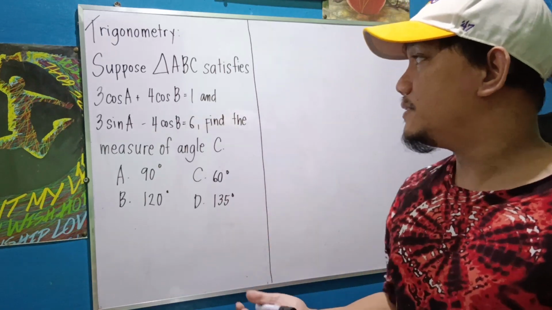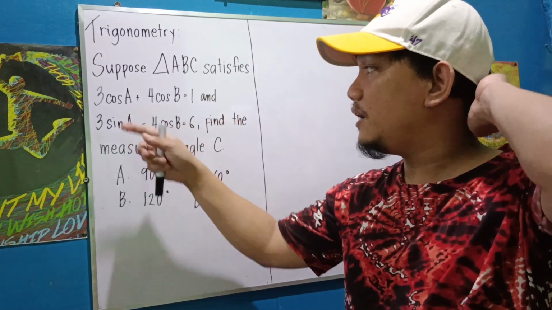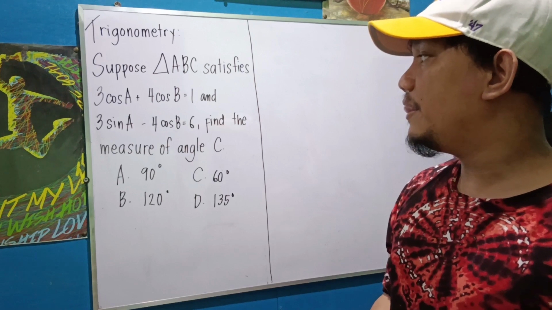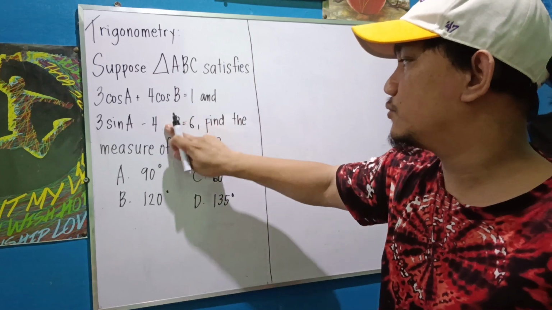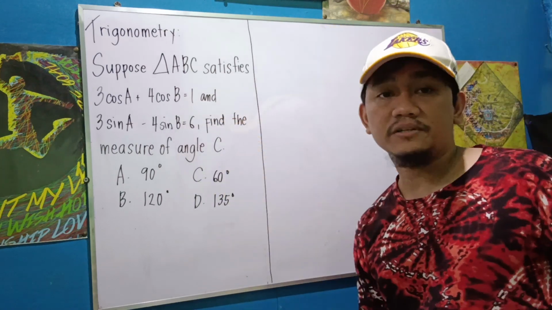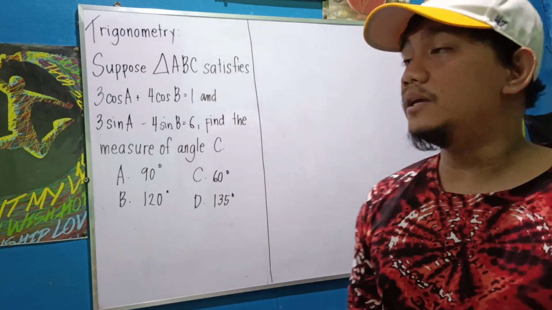Ito yung problem natin. Suppose triangle ABC satisfies the equations 3 cosine A plus 4 cosine B equals 1 and 3 sine A, minus 4 sine B pala to, sorry. And it equals 6. Find the measure of angle C. So may choices tayo. So how do we do that, Sir IJ?